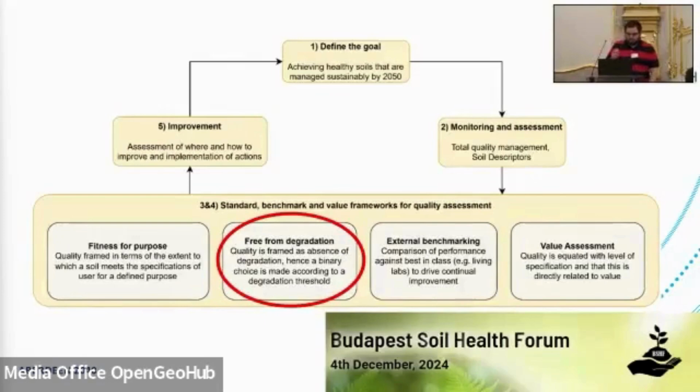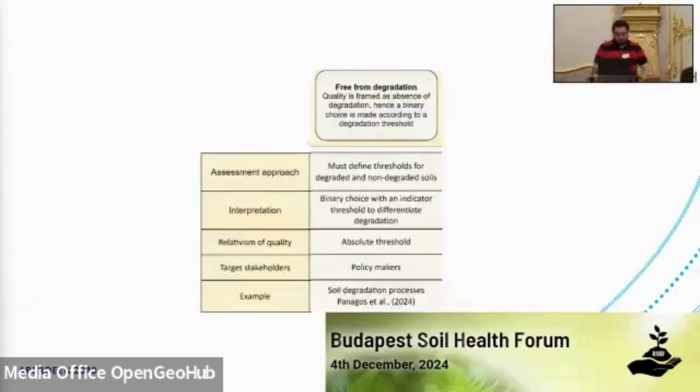The next avenue is linked more to what the EU is looking at, this free from degradation approach. I mentioned earlier this absence of degradation, a binary choice: either your soil is degraded or it's not. So what it means is that the thresholds for degraded or non-degraded soils must be defined from the outset. The interpretation is a binary choice to differentiate this. But in terms of the stakeholder target, it's different from the previous example because we're really looking at policymakers in the first instance.